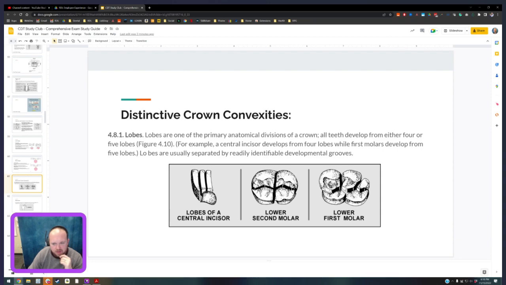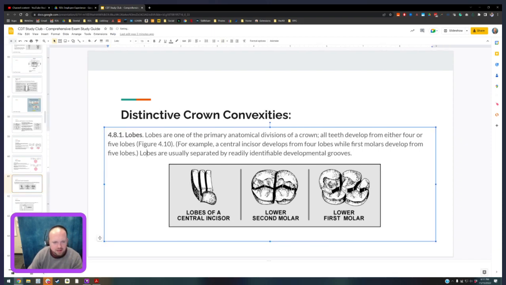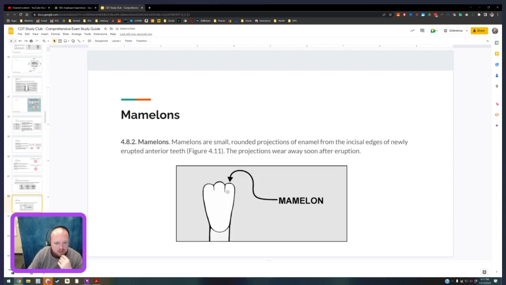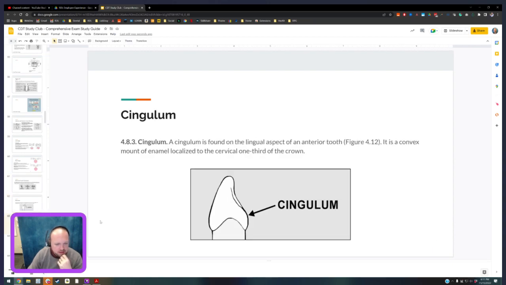Talk about the different types of lobes. It goes from 4 lobes up to 6 lobes. Mamelons, these little bumps on early dentition. The cingulum is a convex mound of enamel localized to the cervical one-third of the crown.